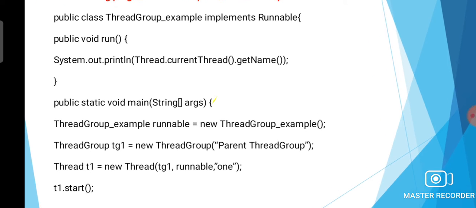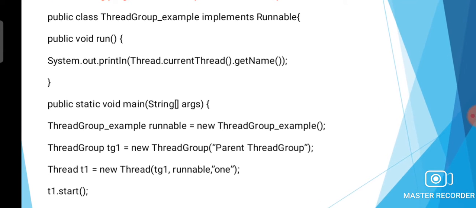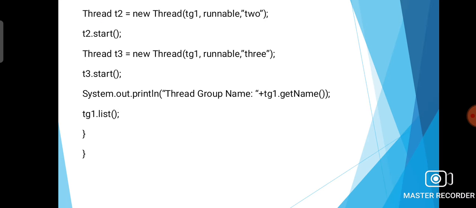Now we are starting our thread, t1.start. So we all know when the thread is started, the corresponding run method will be executed. So inside our run method, we have applied the method to get the name of the current thread. As a result of the run method, we will get the name of the current thread. Currently the current thread is t1. The name of the current thread is 1. So 1 will be printed.